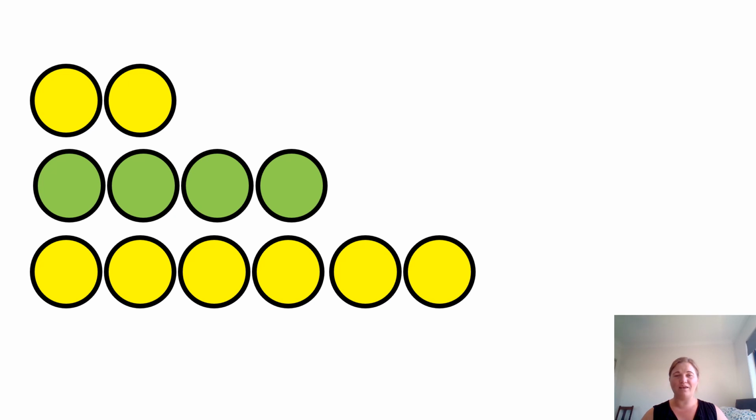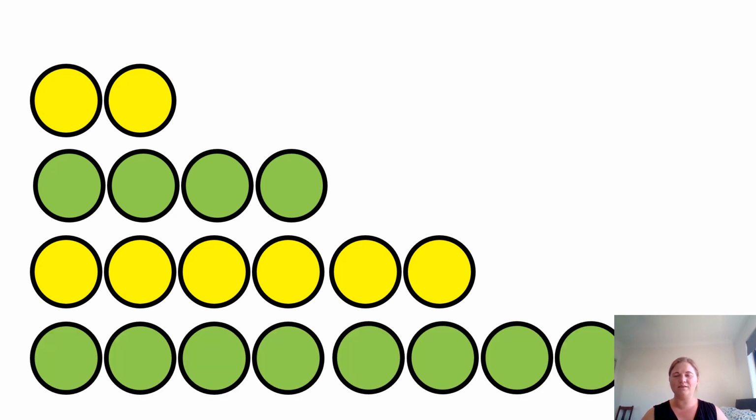How many are we going to have at the end? 2 more makes 1, 2, 3, 4, 5, 6, 7, 8. If I were to write the numbers beside this growing pattern, it would look like this: 2, 4, 6, and 8. Let's count that again. 2, 4, 6, 8. We can call this growing pattern a +2 pattern or a counting in 2 pattern.